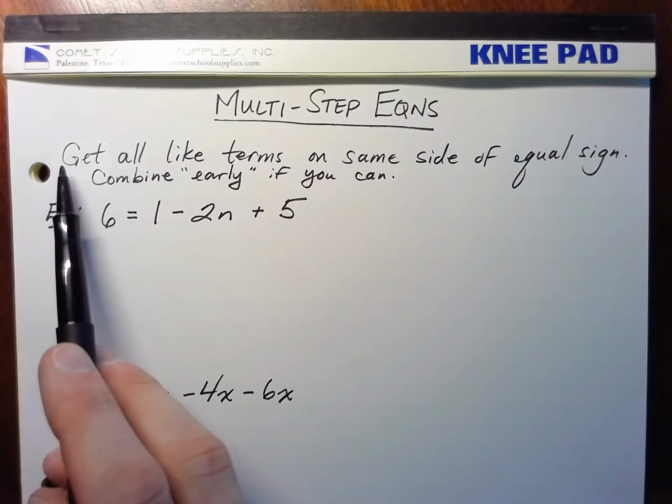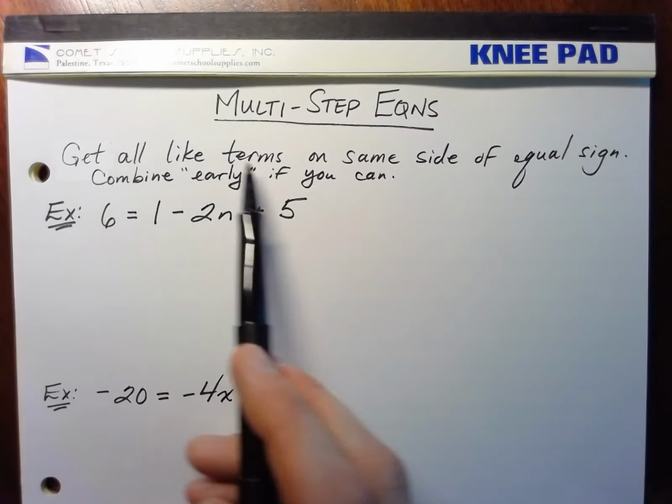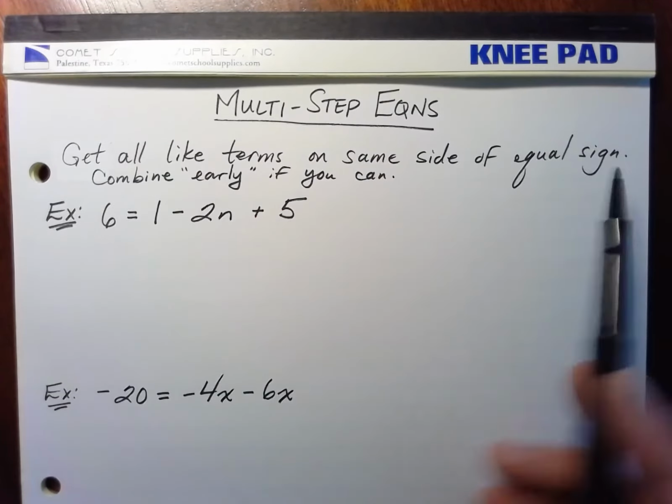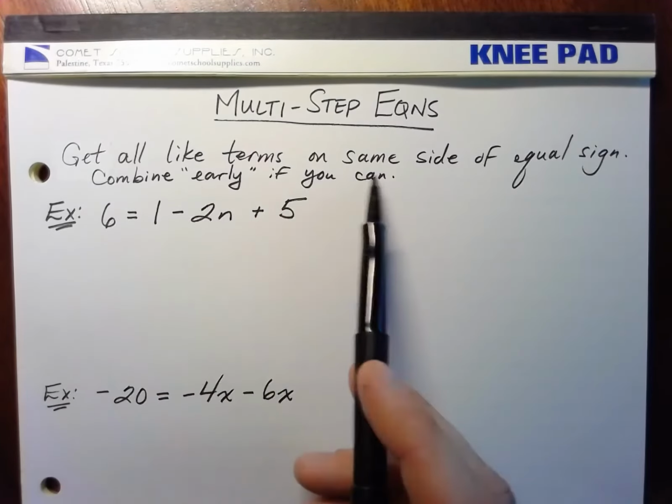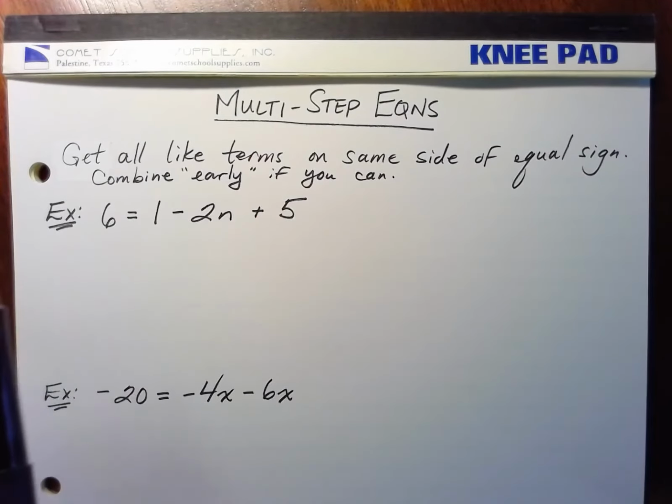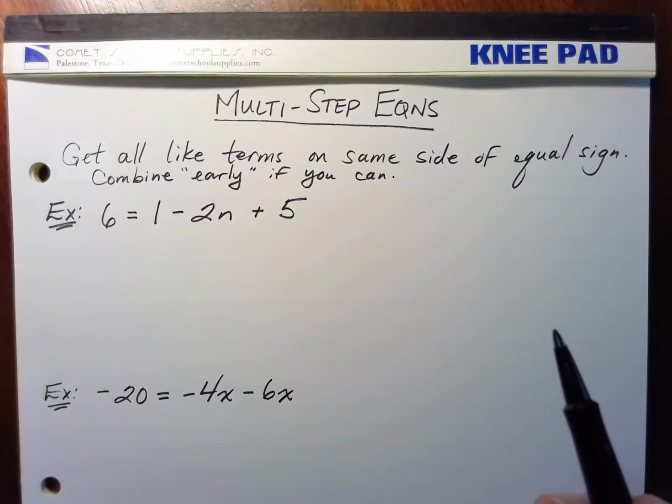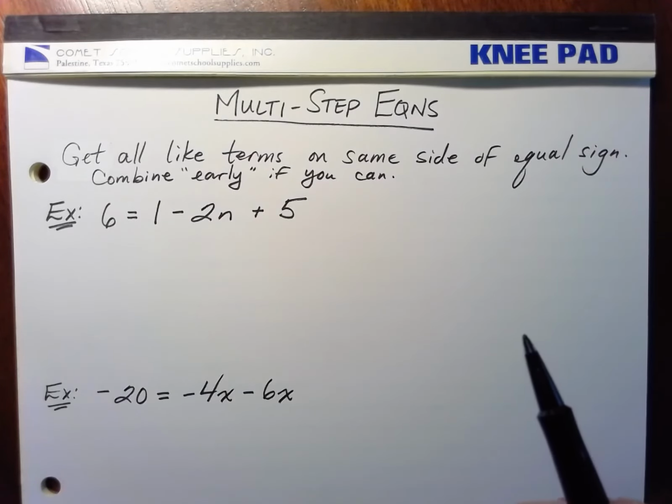One tip that I would like to add here is that you need to get all like terms on the same side of the equal sign and combine early if you can. Always look at the equation first and see if there's anything that you can just combine right off the bat, because a lot of times there will be terms that you can combine and make it a lot easier from the get-go. Okay, so we're going to start with 6 equals 1 minus 2n plus 5.